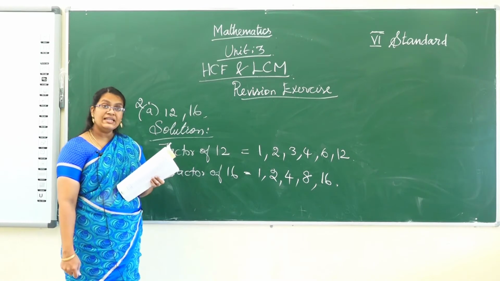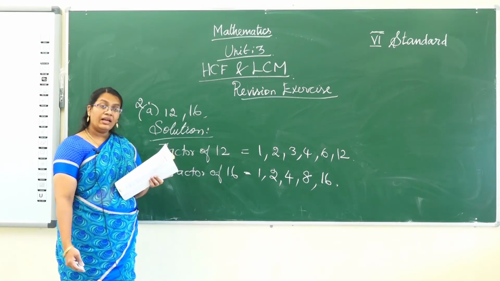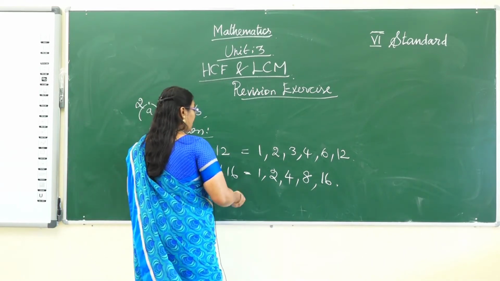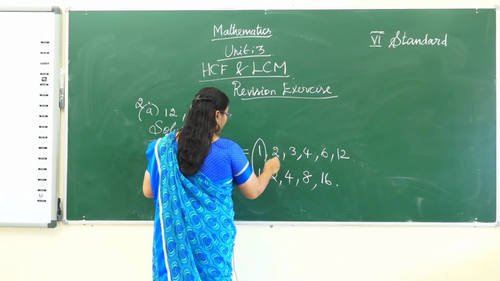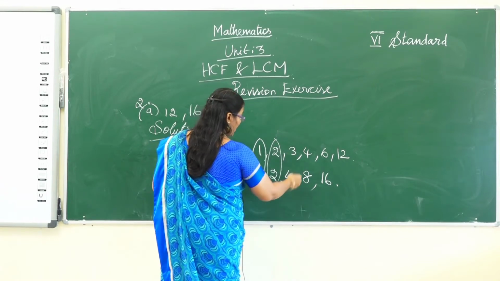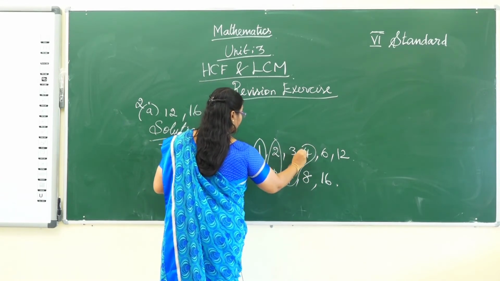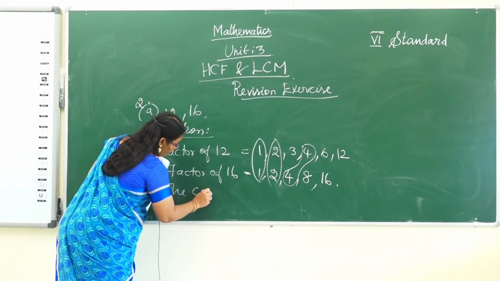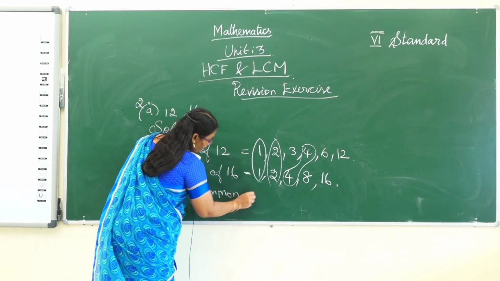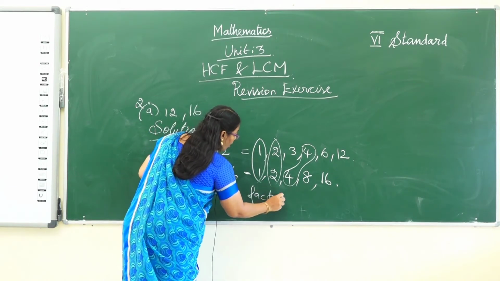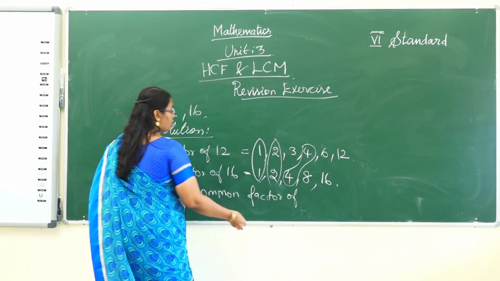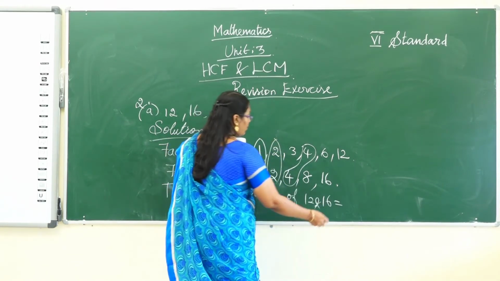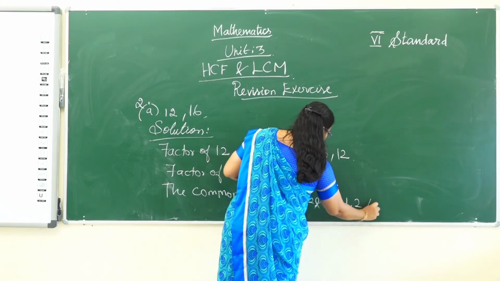What do we find out here? HCF. Okay, here find out the HCF. Now mark the common factors. 1 is common, 2 is common, and 4 also common. Okay, write the common factors of 12 and 16 is equal to 1, 2, 4.